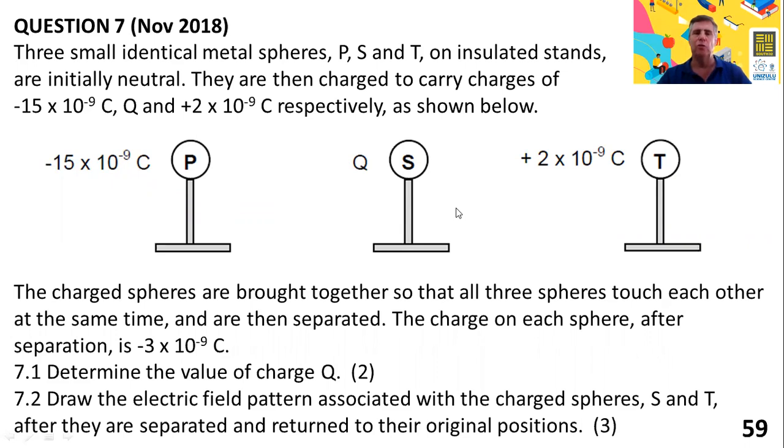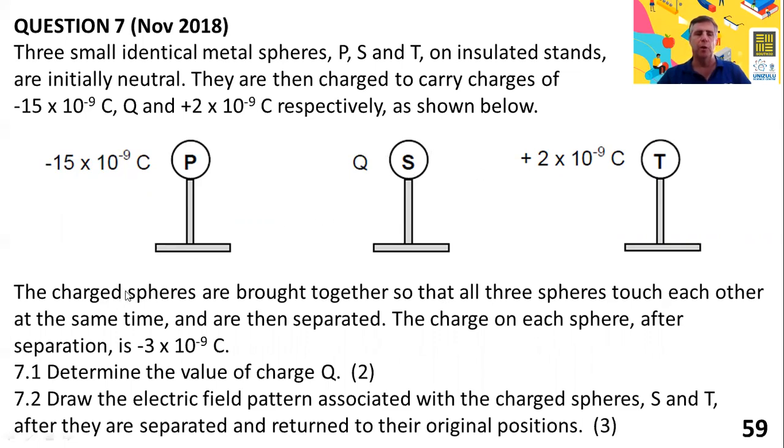They're initially neutral, and then they're charged to carry these charges: minus 15 nanocoulombs, an unknown charge Q, which of course you're going to have to calculate, and plus 2 nanocoulombs. Remember we said that 1 coulomb is a very large charge, and you will almost never encounter that in nature.